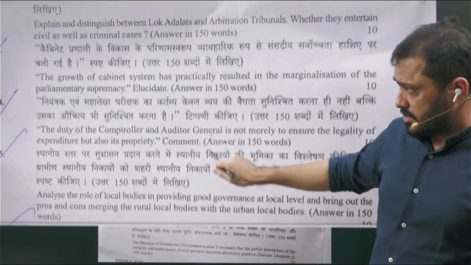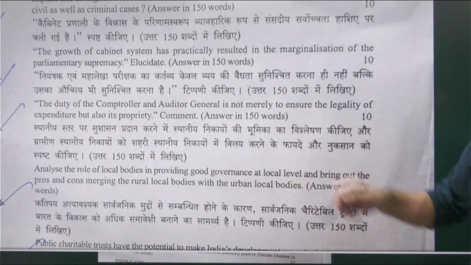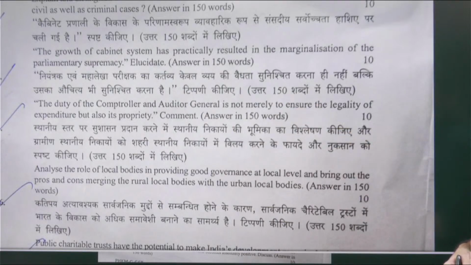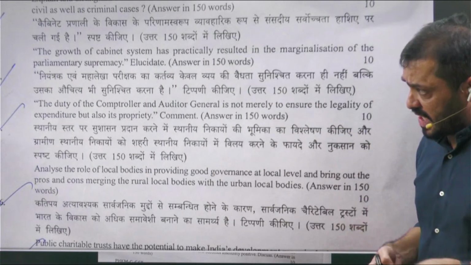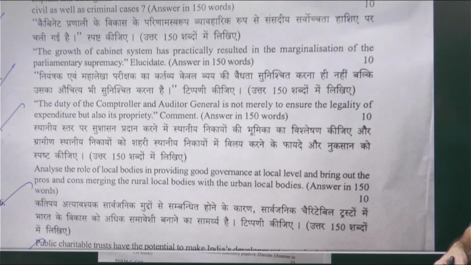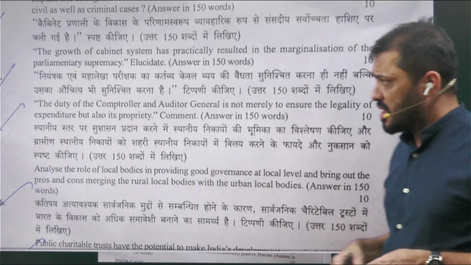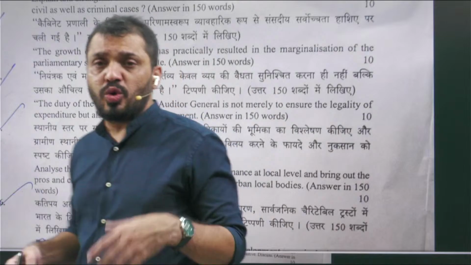Then, the fourth one: the duty of the CAG is not merely to ensure the legality of the expenditure, but also its propriety. Comment. So this question is about the CAG and the role of the CAG. You will write the CAG's role first.